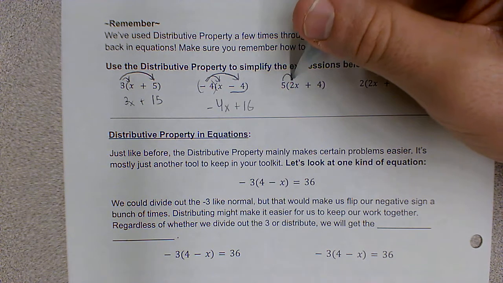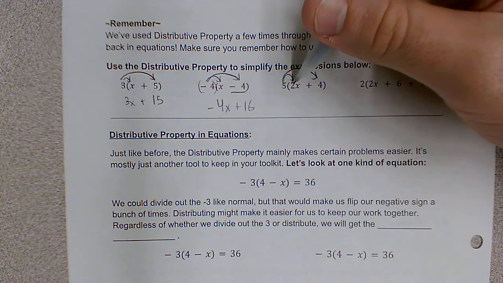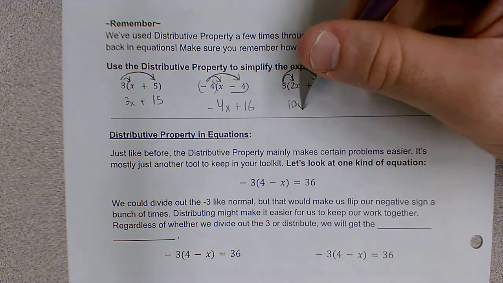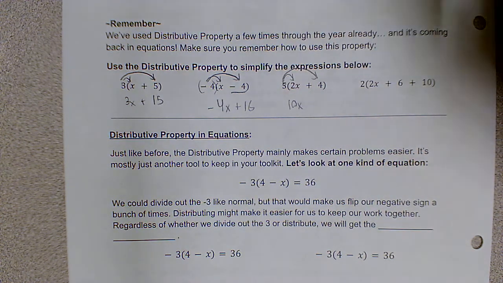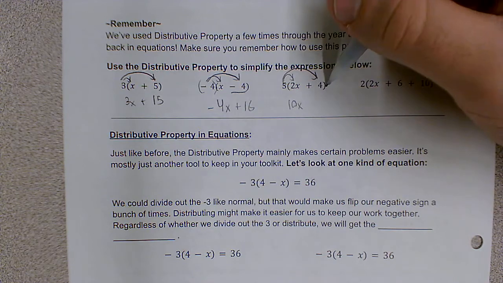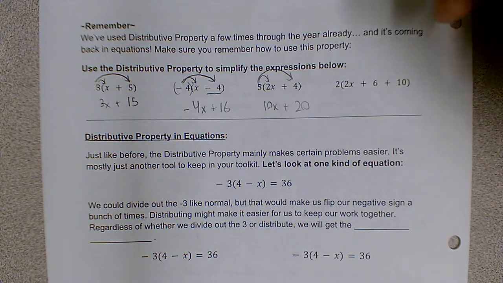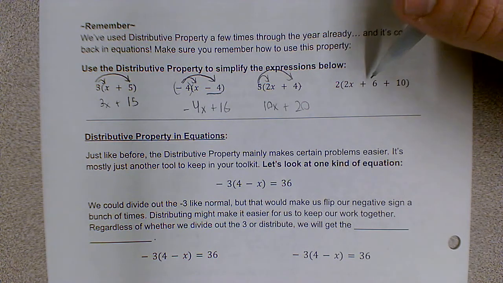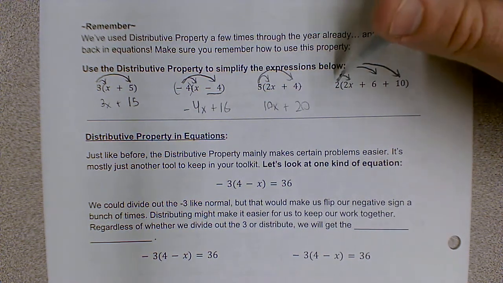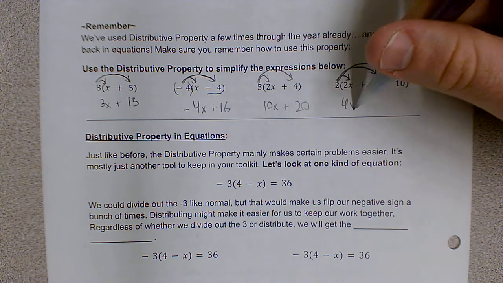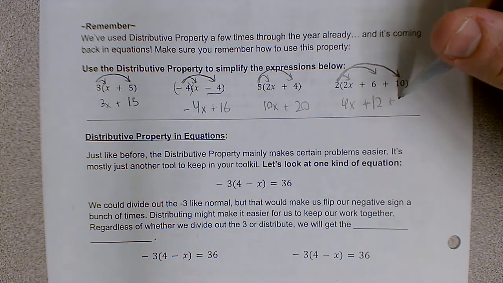When I distribute a number into an x that already has a number with it, I multiply the 5 and the 2. This 5 and 2 gives me 10x. I multiply the 5 and the number in front of my x. I also multiply in my 5 with the 4. So I end up with 10x plus 20. Lastly, I do as much distribution as there are numbers inside my parentheses. So this 2 is going to go to everything inside these parentheses. So 2 times 2 is 4. I get 4x. I get 2 times 6 is 12. And then 2 times 10 is 20.